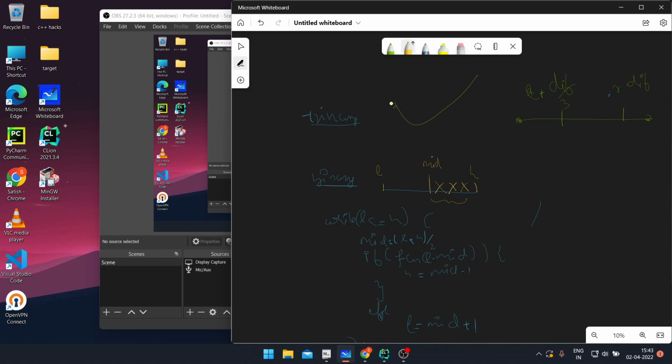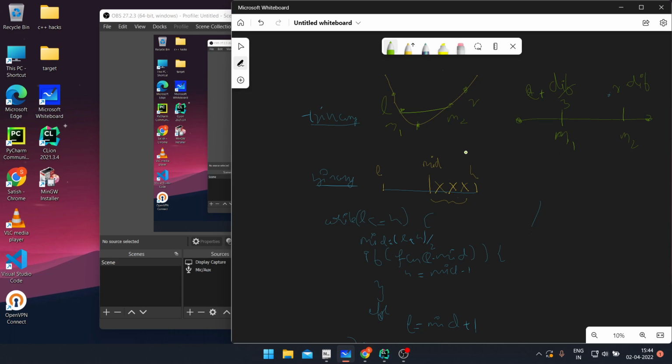So the graph is like this, and we have our left pointer here somewhere, and right there. Let's call this M1 or mid1 or mid2. There are two mids, M1, M2. So now, according to the problem, the solution exists at the bottom of this graph.